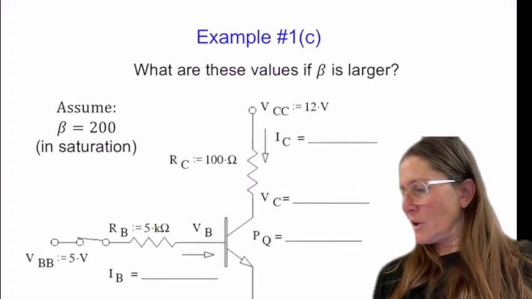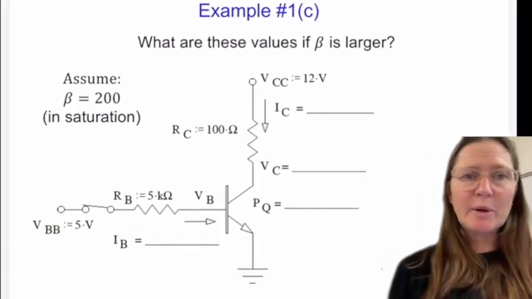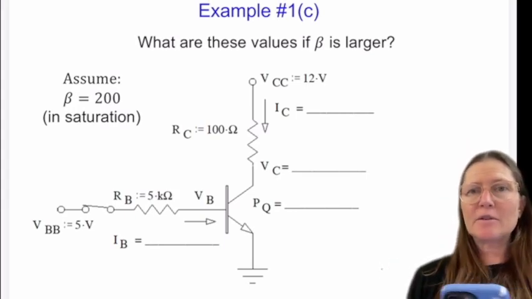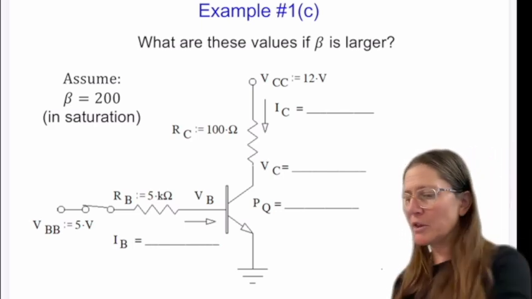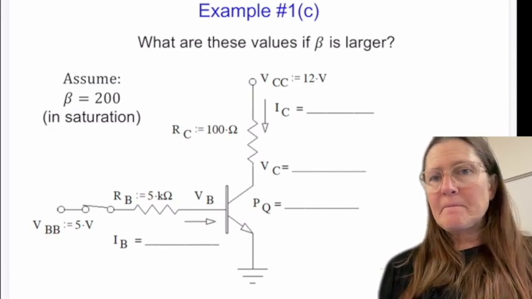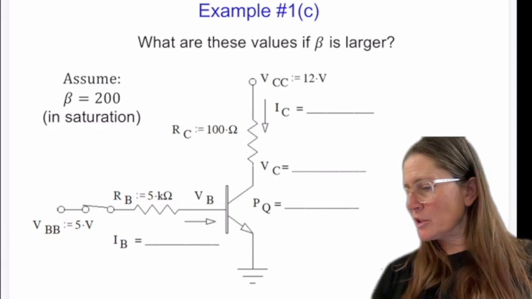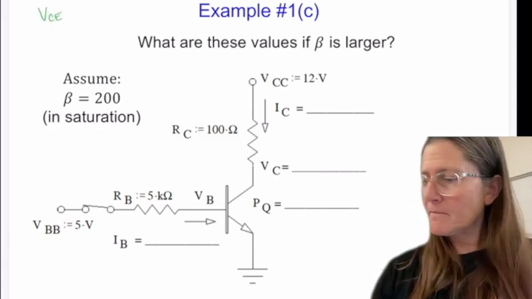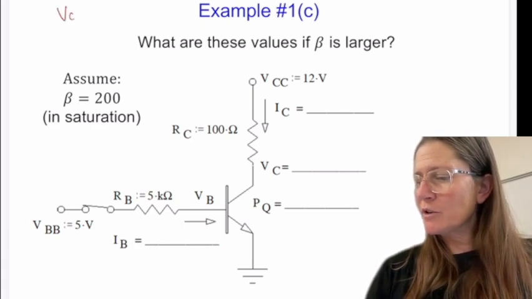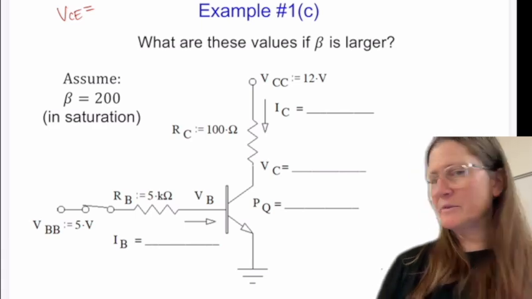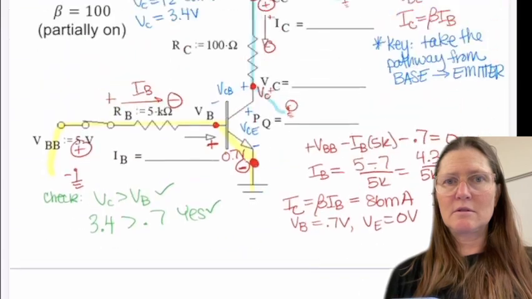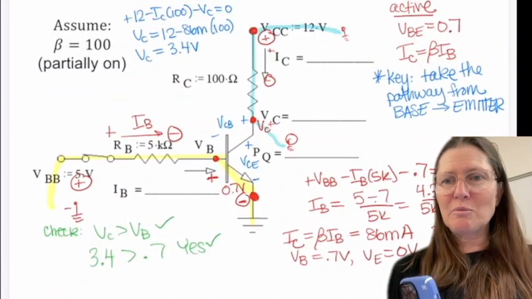Okay, so in this one, we're going to assume saturation instead. And with this one, we're given beta is 200. And then we also need to know VCE. So we're going to do a VCE is equal, let's see what the numbers solved it as. Oh, sorry, backing up 1 second.